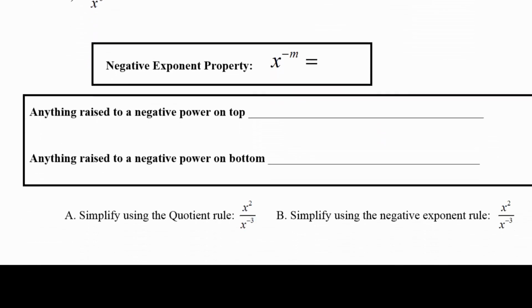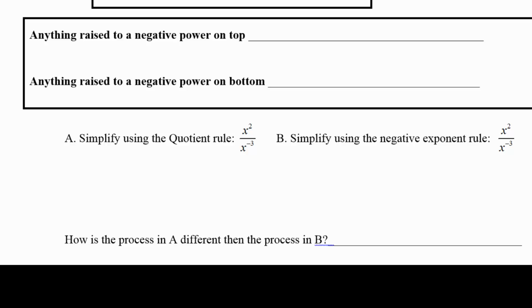So let's try to use this. A couple little notes here. Anything raised to a negative power on top flips to the bottom and becomes positive. So x to the negative 1, sorry, it's backwards, x to the negative 1 on top. And I say on top because it's over 1, whether you see it or not. It flips to the bottom and becomes a positive.